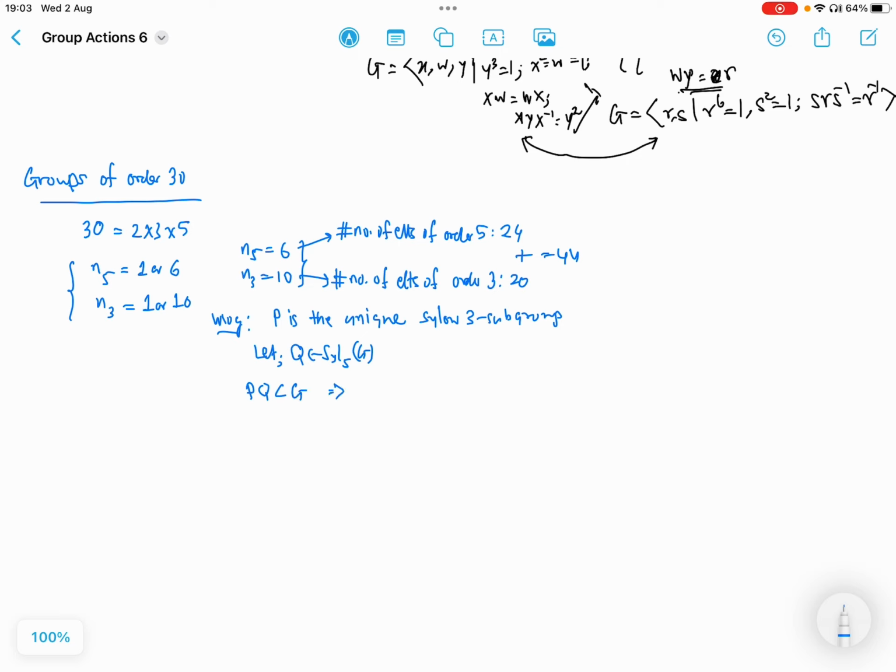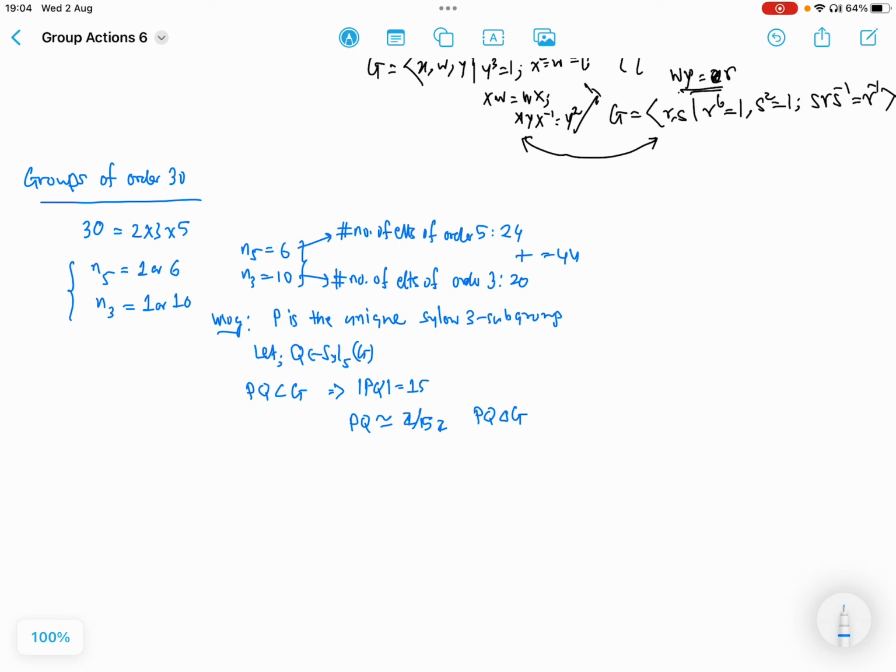What is the order of PQ? It is 15. So that falls into the category of groups whose order is a product of two distinct primes, where the smaller prime, which is 3 here, does not divide 5 minus 1. So PQ must be isomorphic to Z modulo 15Z, right? And moreover, because PQ has index 2, it is normal inside G. Now you can invoke the semi-direct products, and I will come to it later.